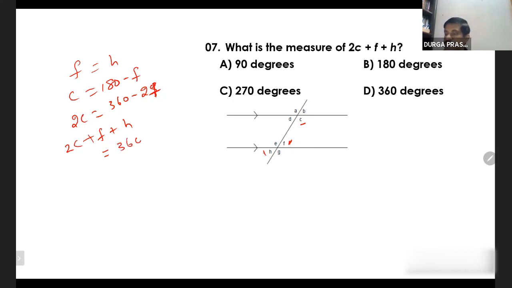This is 360 minus 2F plus F plus H. So F and H are equal, so minus 2F plus F plus H will be equal to zero. So this becomes 360. So 2C plus F plus H is equal to 360. Option D you have.